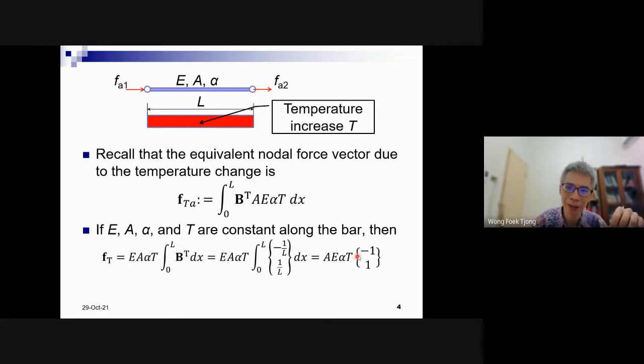Okay, negative means like this. I can draw like this. So the forces actually act like this and like this. Negative means the magnitude of the force is AE alpha T, and this one positive AE alpha T. So a temperature increase of T is equivalent to this force. The effect of the temperature increase is equivalent to the effect of this force at the nodes. So that's the equivalent force. Any question?